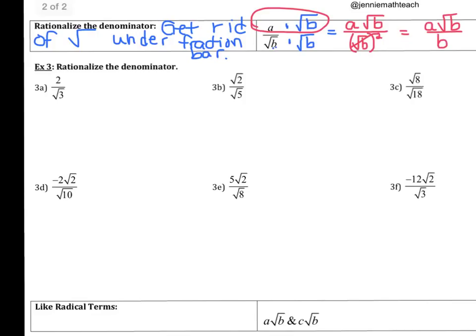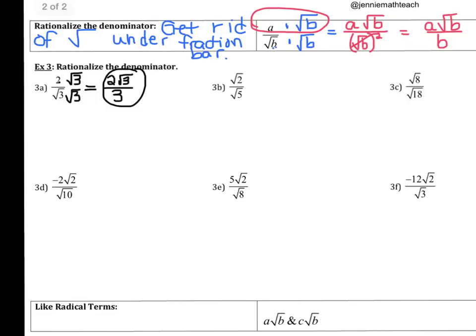So let's try some of those with actual numbers. We have the square root of 3 on the bottom. So we are going to multiply by the square root of 3 on the bottom and on the top. So on the top, the 2 is outside, the square root of 3 is next to it, and on the bottom, we have just a plain 3. And we're done.